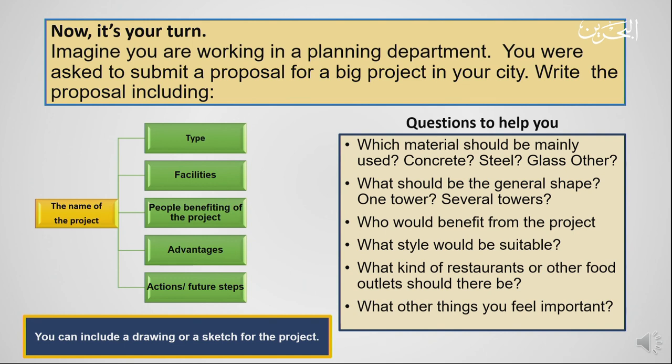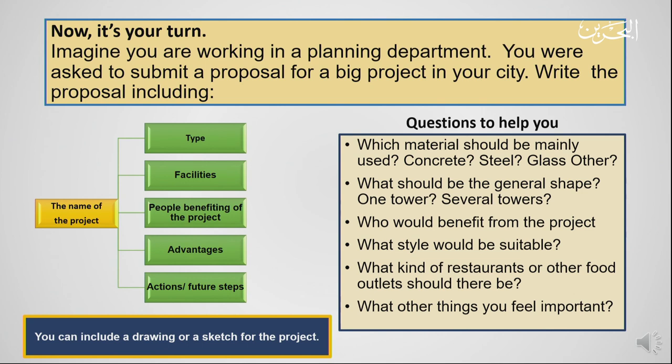Now it's your turn. Imagine you are working in a planning department. You were asked to submit a proposal for a big project in your city. Write a proposal including the name of the project. The project can be related to your school, to your work, to your training, or any type of project. When you write about your project, you will consider the type of the project, the facilities in the project, and the people benefiting from the project. So the project will address who? Then the advantages, the good points about the project, and finally, actions and future steps.